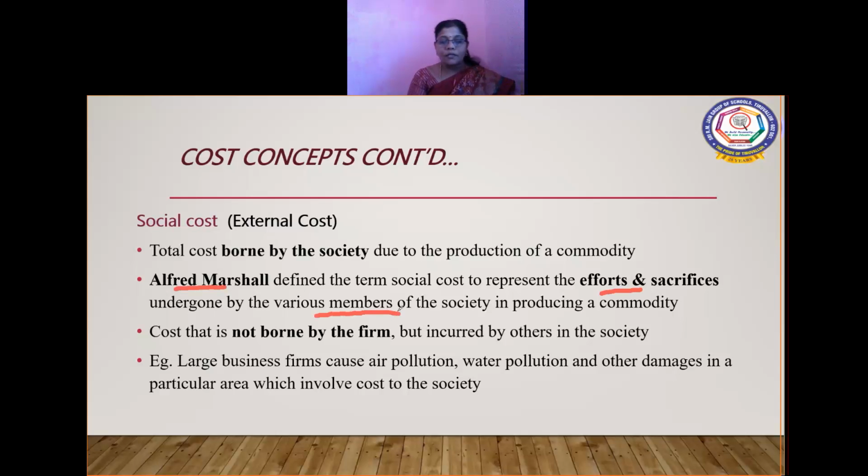Social cost is the cost that is not borne by the firm but incurred by others in the society. For example, large business firms cause air pollution, water pollution, and other damages in a particular area which involve cost to the society. These costs are treated as social cost and it is also called external cost.